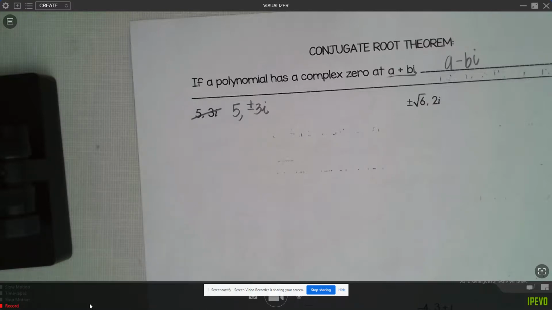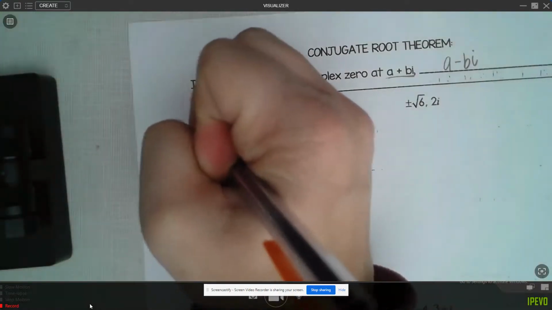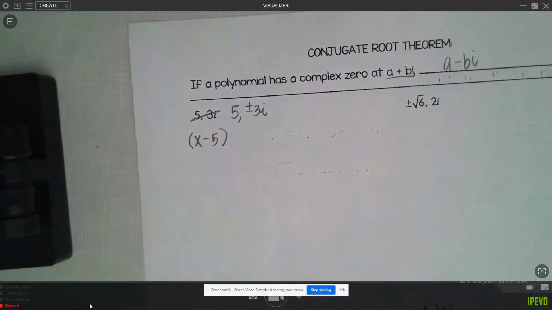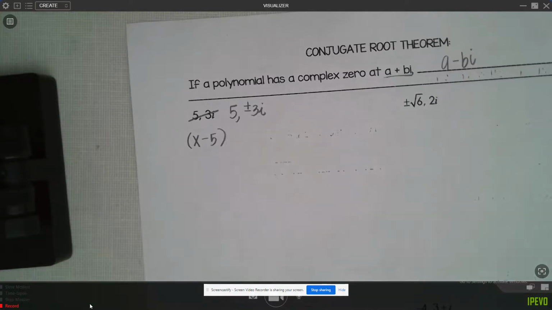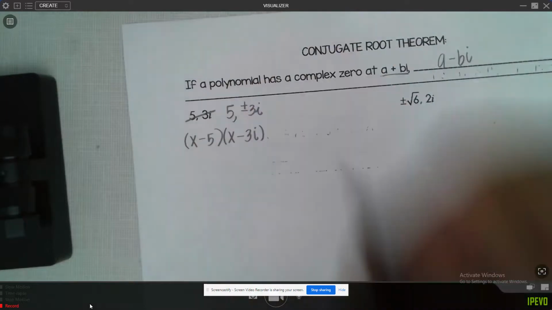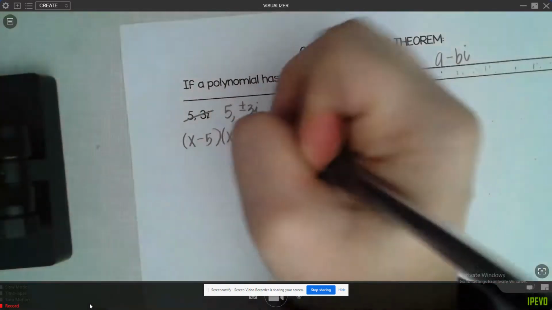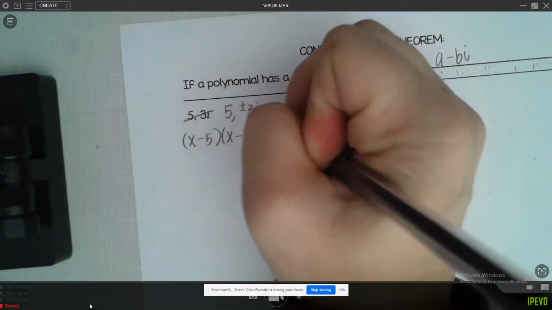We're going to go about just like we did before. List out your zeros. What's my first 0? 5. So what's the factor? X minus 5. What's the next 0? A positive 3i, right? So what do I do to move it to the other side? I would subtract it. So this is x minus 3i. And my last 0 is, right? So my last 0 is negative 3i. So my factor is x plus 3i.